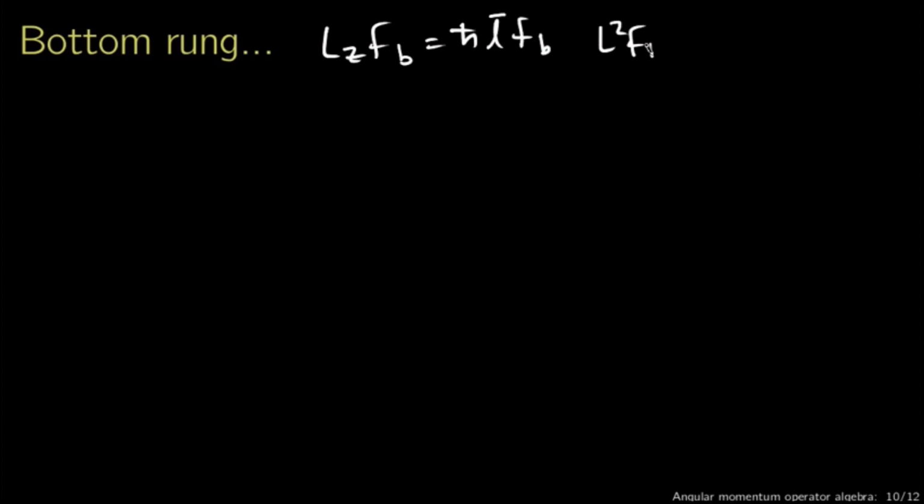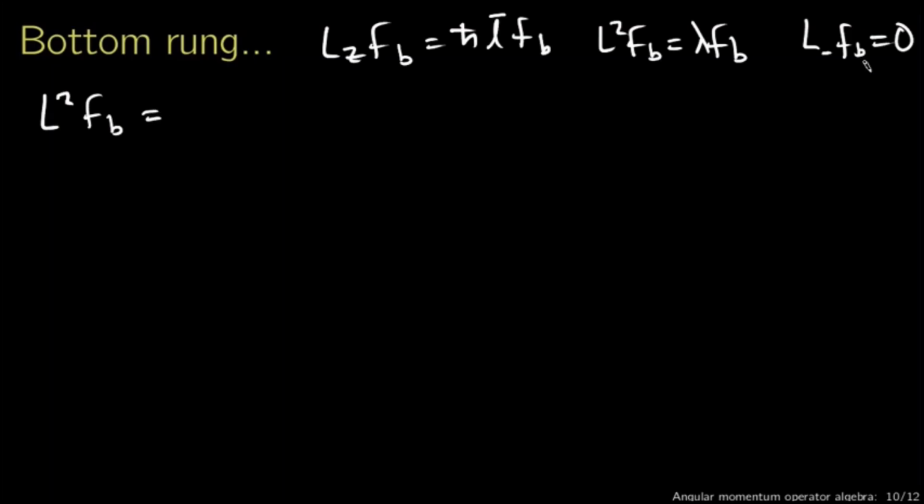Likewise, L squared f_b is equal to, and I'll leave it as lambda. Now keep in mind this is a different lambda than the one we had before, since we're dealing with a different state. And finally, L minus f_b has to be equal to 0. That's what we mean by calling this the bottom rung. Lowering it gives you 0. You can't get any lower. So I can ask the same question that I asked in the case of the top rung. What is L squared acting on this bottom rung case?